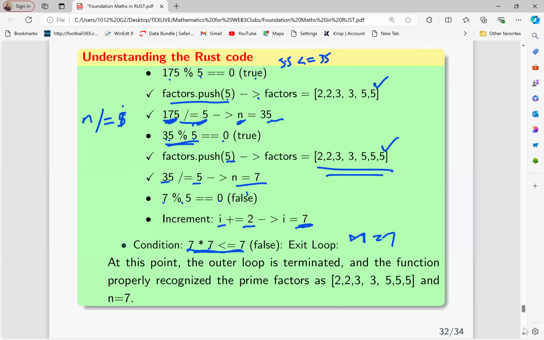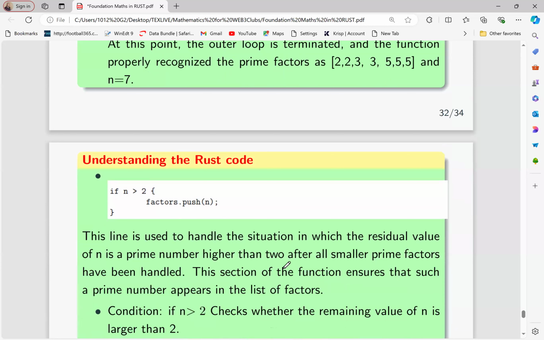So when you exit, you arrive at the last part of the code. This is the last part of the code. And what it says, if the number coming from above is greater than 2, then that number is a factor. Push it to be a factor.